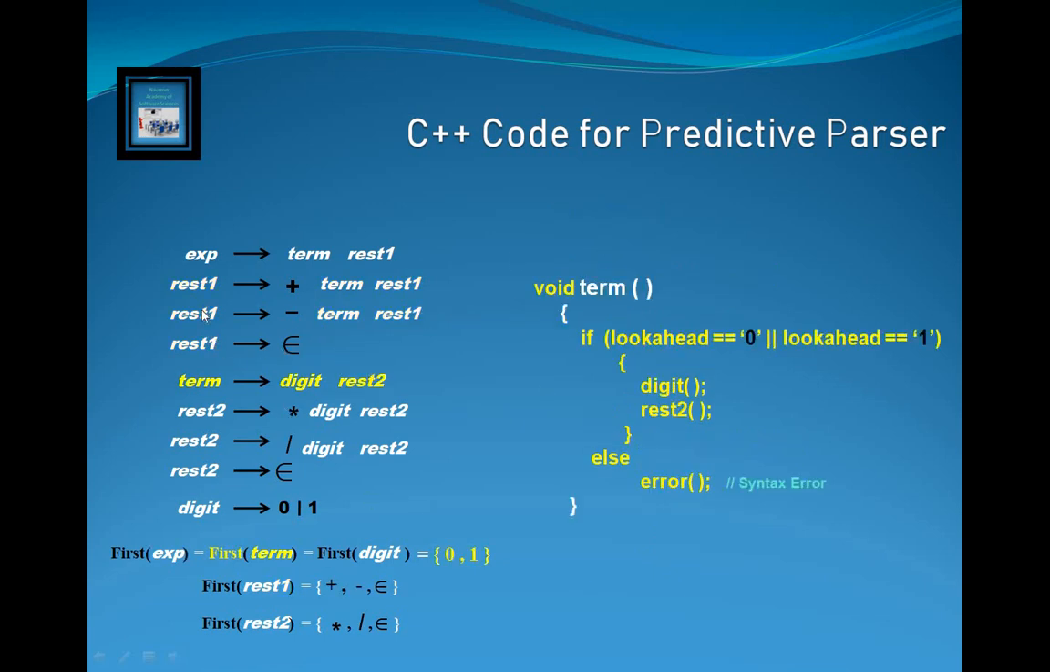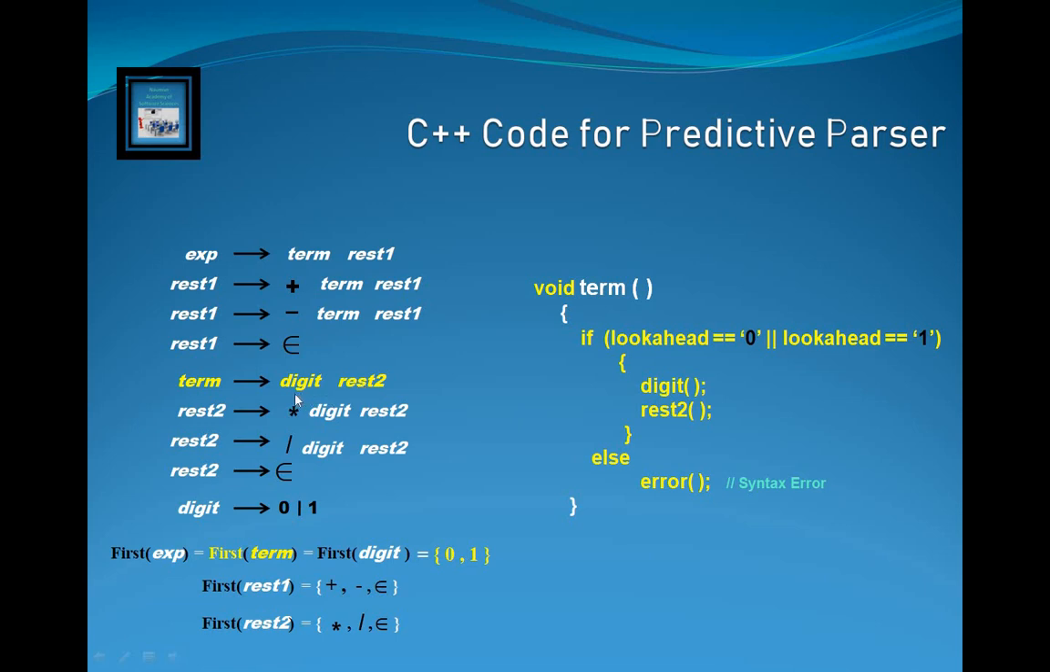Similarly, the next non-terminal is term. Here there is only one production of term, and there is no epsilon production. So if we fail in implementing this production, then in that case we must report a syntax error. The second thing we see from the first function is that a term must start from 0 or 1. So accordingly its code will be: if lookahead is equal to 0 or lookahead is equal to 1, then in that case we will apply this production.